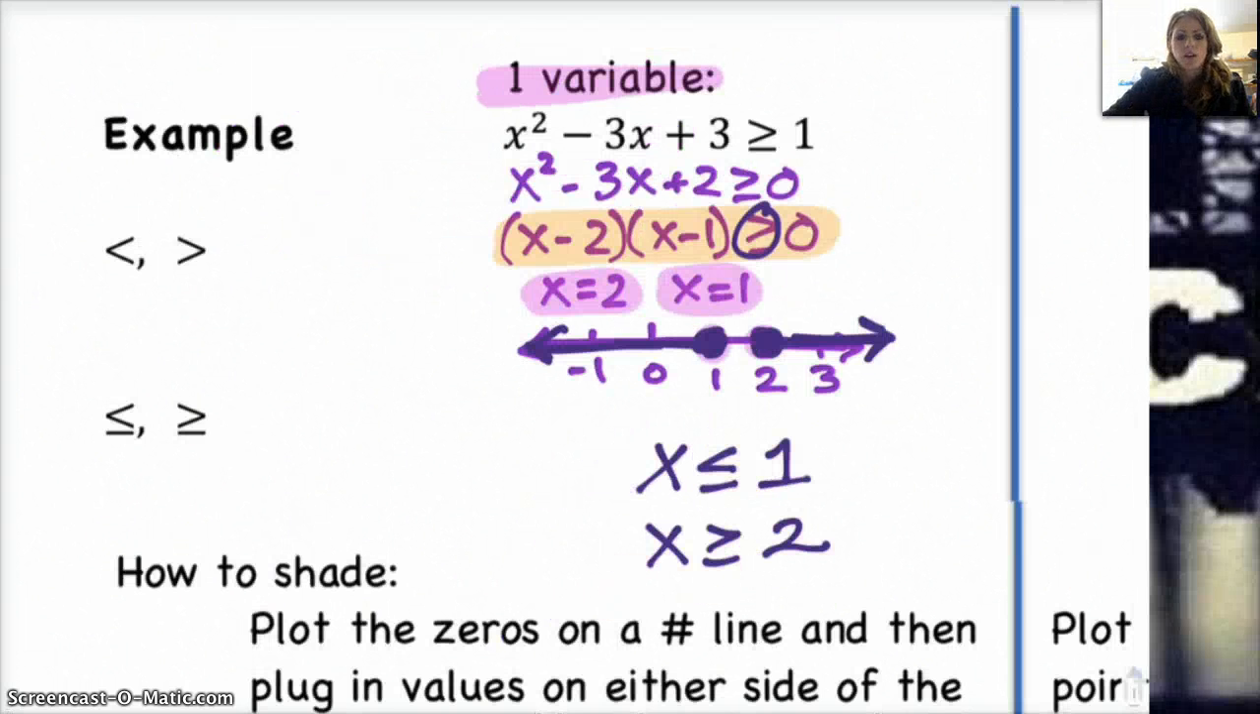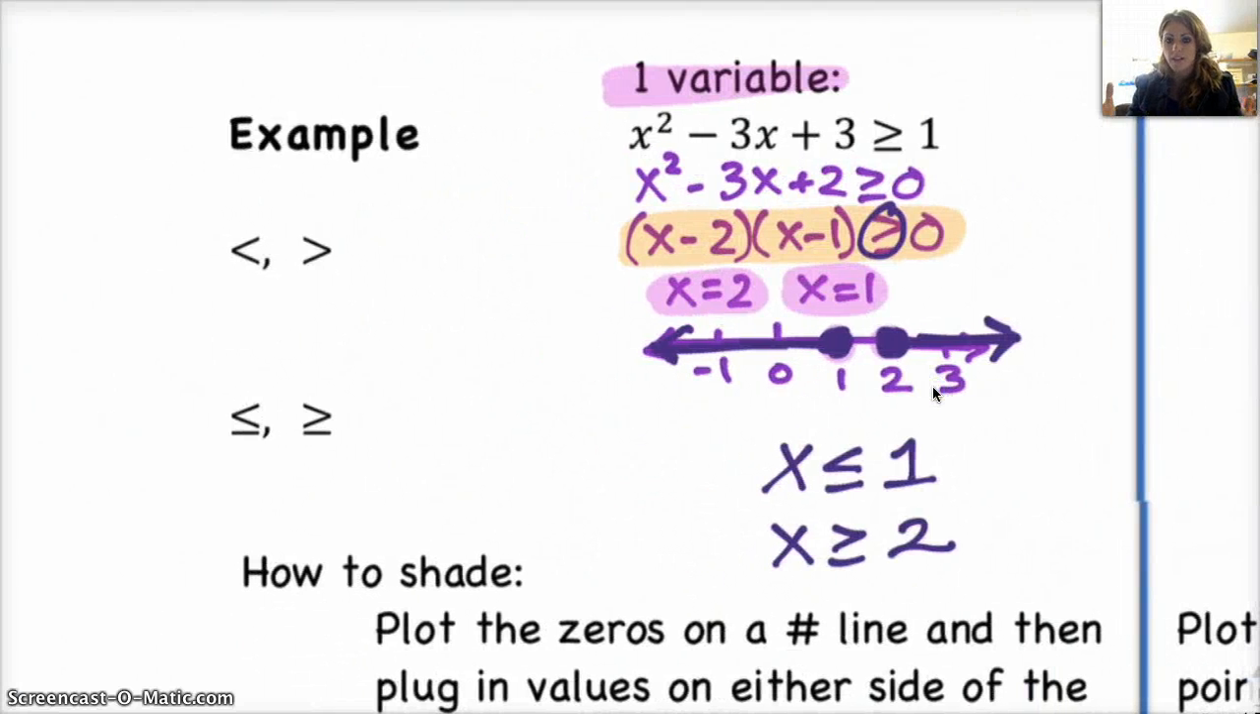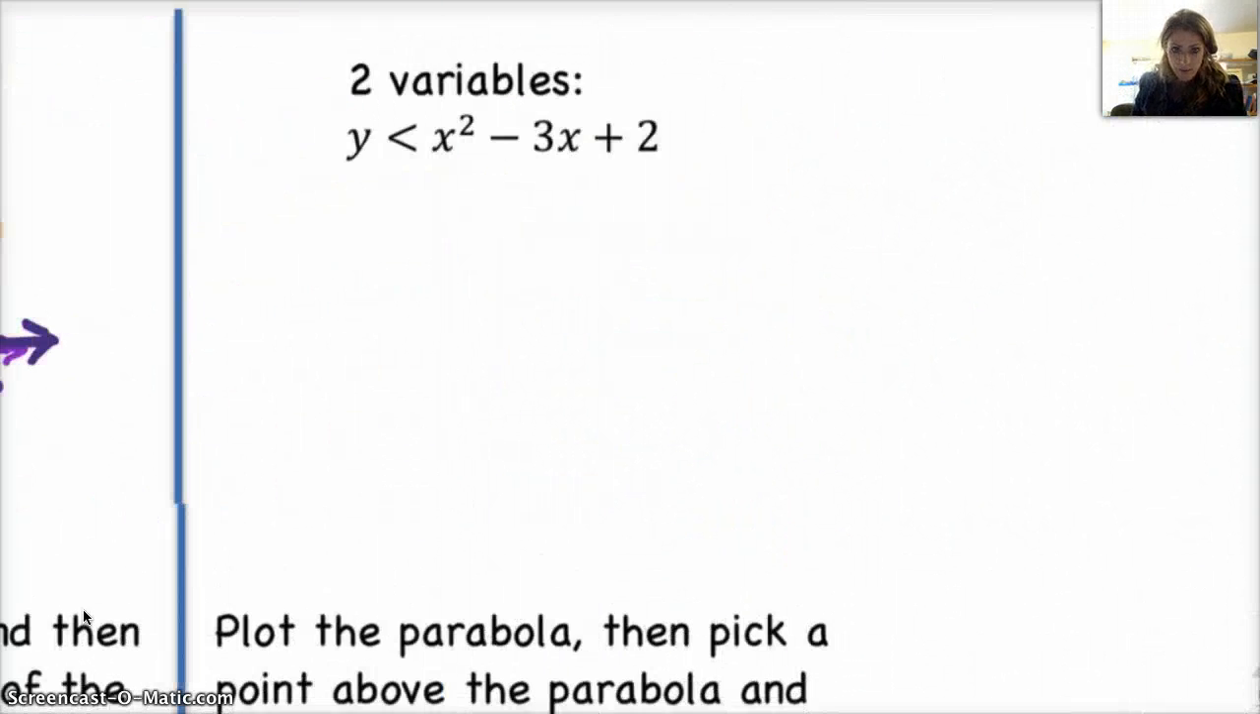Okay. Also, if you're dealing with an inequality, right? If it's a less than or a greater than symbol, right? You're going to be using an open dot on those critical points because that means that it can't actually equal those values. And when you have a less than or equal to symbol or greater than or equal to symbol, you use a filled in dot because that basically means that you can actually equal that value. Okay? So that's for one variable. Okay? For two variables, right?